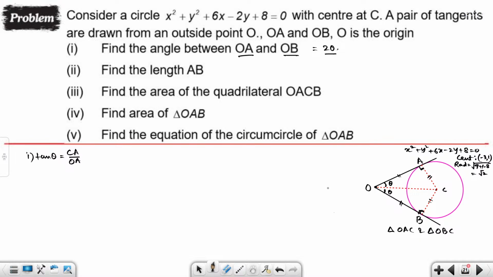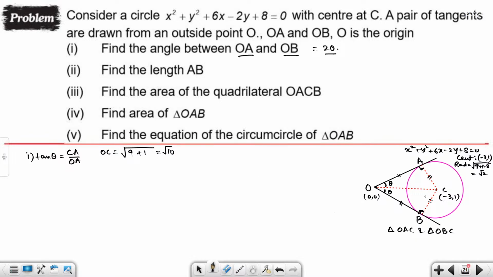But see one thing, we don't know what OA is, right? But we know the center, which is minus 3, 1, and this is the origin, which is 0, 0. So what is your OC? It will be 9 plus 1, that is your root 10. Isn't it so? OC is root 10.